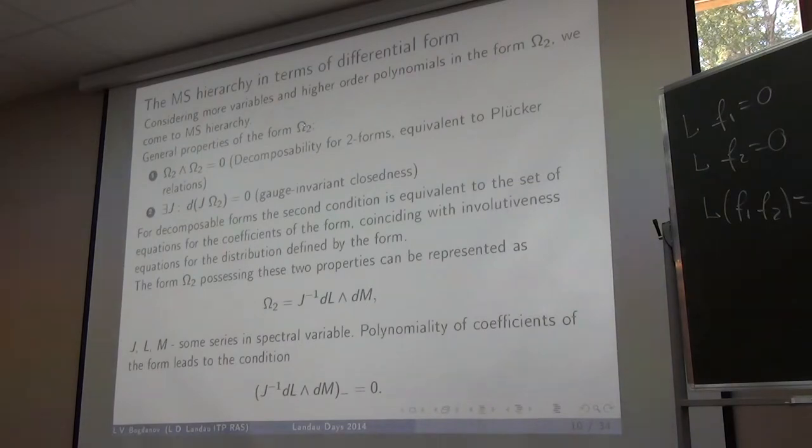And we suggest also that the coefficients of this form are polynomial with respect to the spectral variable. It's specifically for the Manakov-Santini hierarchy. The form possessing these two properties can be represented in this canonical form, where these are some series. In some sense, you introduce some Darboux variables for this form. And polynomiality of the coefficients can be written as at least the following condition for this form.